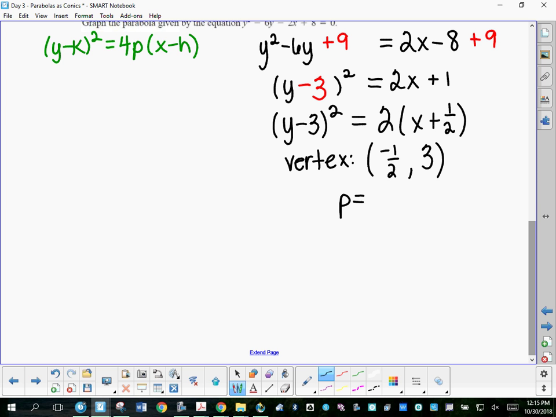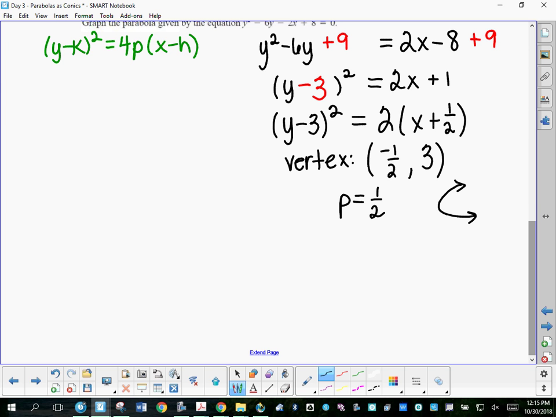Got 4 of us. Is it? Of course it is. We got 4 times the p, that's equal to. Now, we've got choices for opens. This is a y squared, so which directions could this open? Left or right? Which one will this open? To the right.